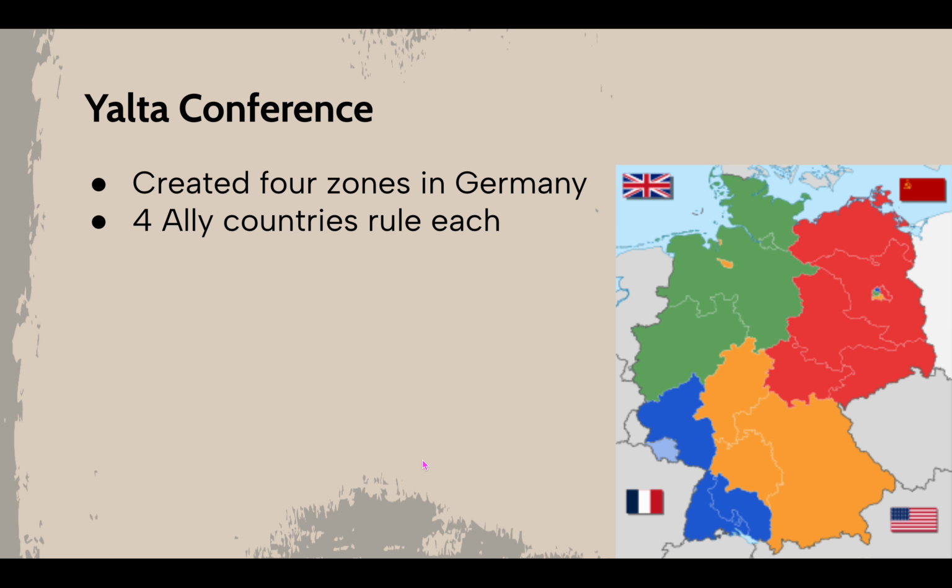So the Yalta Conference created 4 zones in Germany for how Germany was going to be split up among the 4 allies. As you can see here, this would be ruled by Great Britain. This chunk would be ruled by Russia. The US would have this chunk down here, and France gets the smaller chunk. But it's France, so it kind of makes sense.